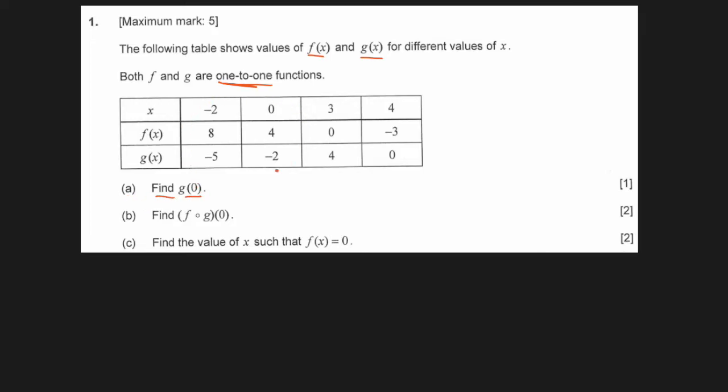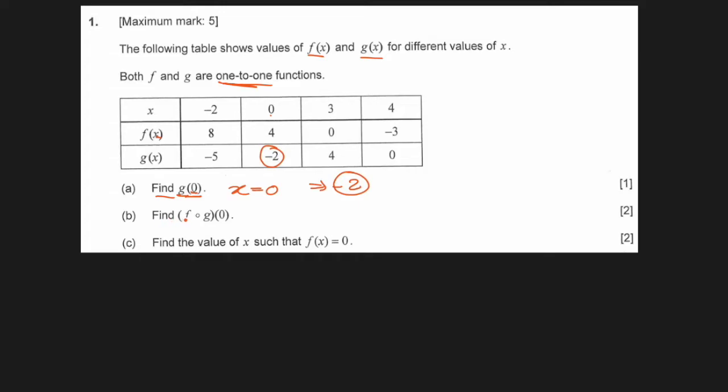So whatever we get from the table is the answer because there is no second answer. So g(0) means when x is equal to 0, because in place of x we have 0. So when x is 0, g is minus 2. So the answer is minus 2.